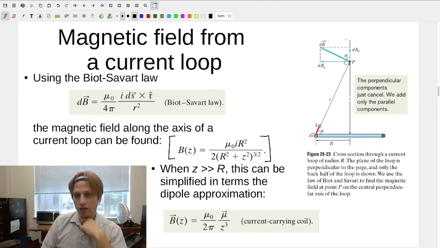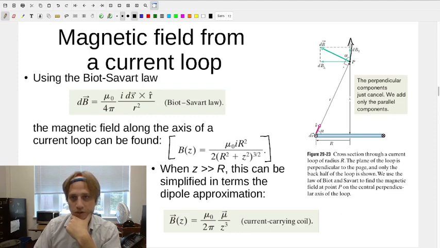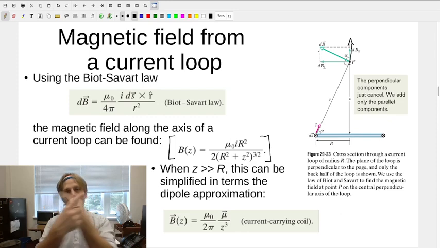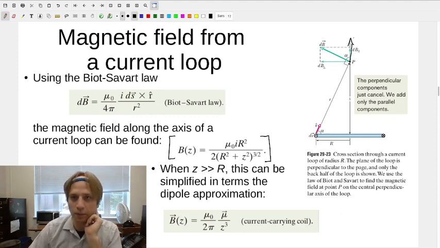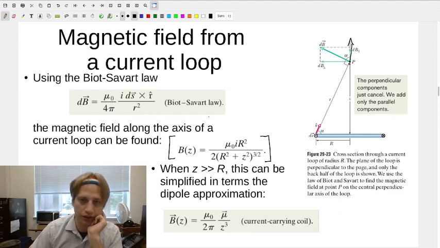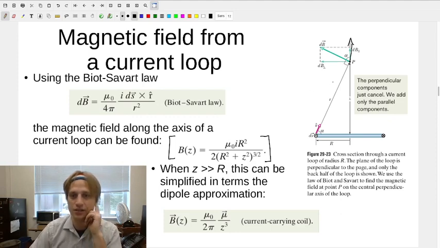If you have a current loop that's going around like this, the B is ultimately going to be pointing up because of the contributions of the field from the different currents on each side of the loop. The parts that are pointing horizontally are going to cancel out from the different sides of the loop pointing in different directions. And then the parts that are pointing out or into the loop are going to, along the z-axis, add constructively.